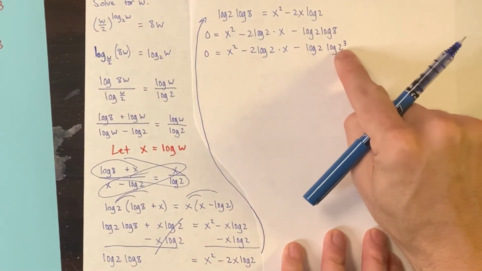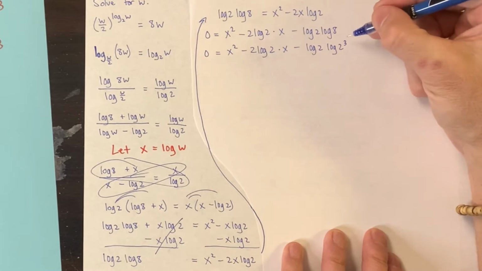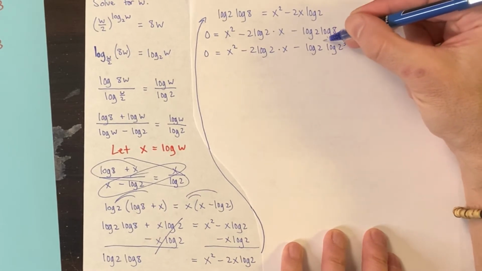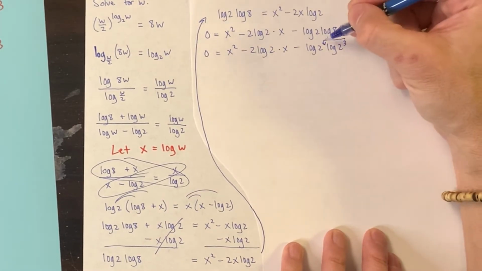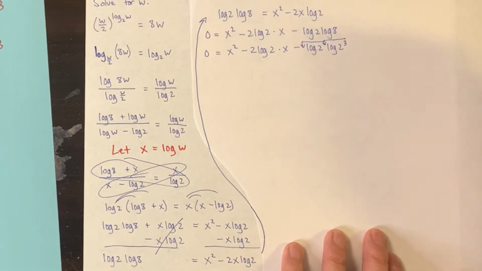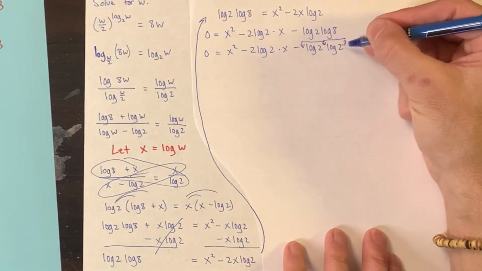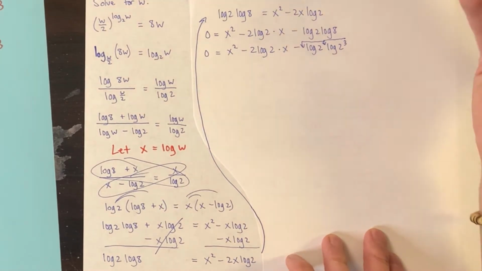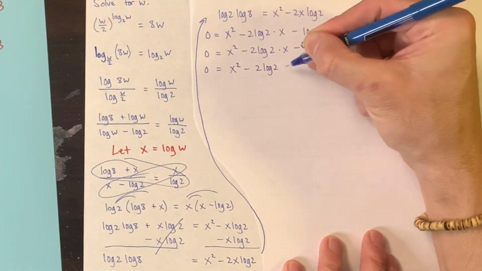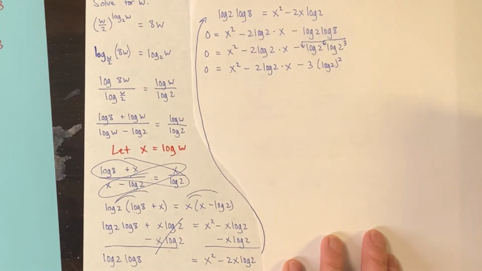So 8 is the same as 2 cubed. So now what I'm gonna do is take this 3 and put it there. But you know what, to be honest, I can actually take the 3 and just put it there. So it'll be a 3 here, and then it'll be log 2 times log 2, which is log 2 quantity squared. So here is what I have.